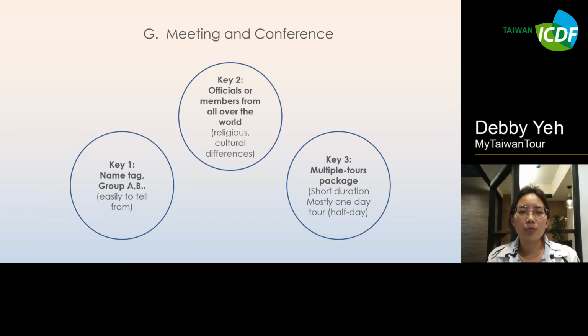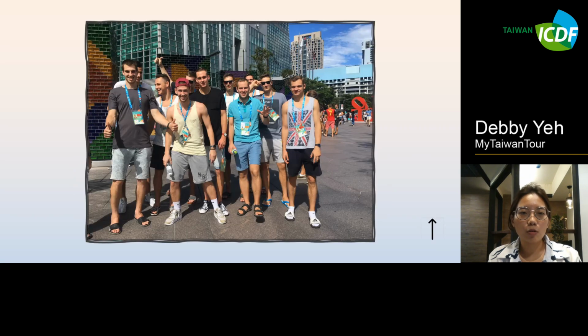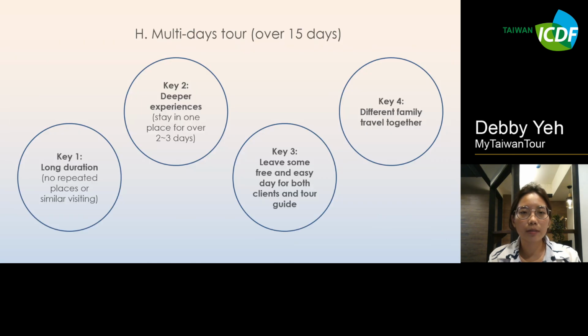And the next one is the meeting and conference, which is the most complicated case that I have ever met, because the official members are from different worlds, so you have different perspectives to take care of, and you also need to make name tags or otherwise distinguish different members into different groups. We mentioned the summer university and the pearls meeting here.